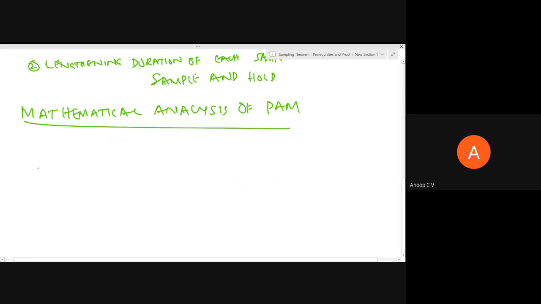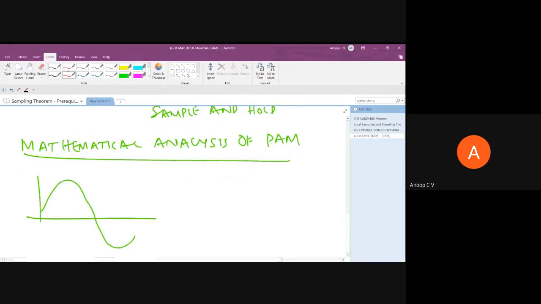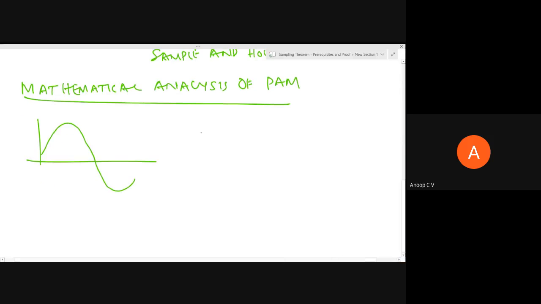So once again, I'll consider a message signal m(t). Flat top sampling means sample and hold, right? So this is how the PAM signal will look like.